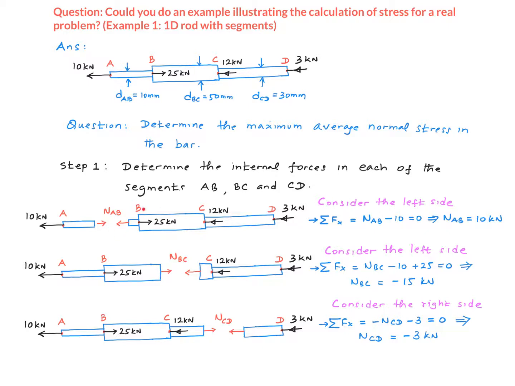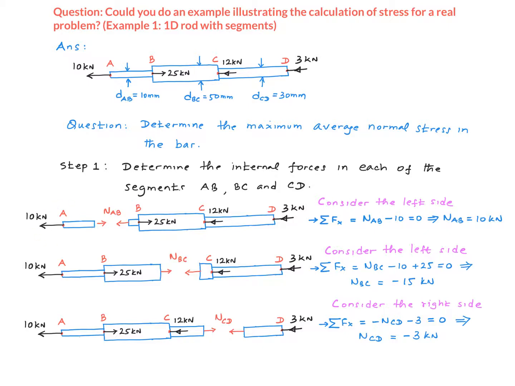For example, in the first case, the left side is definitely simpler because it's only one external force in addition to this internal force NAB, right? In the second case, however, the left and the right side will involve the same number of terms in the equilibrium equation, so it doesn't matter which side you use. And in the third case, the right side is definitely easier to work with. Alright, so now what do we do? We choose one side and then write down the equilibrium equations to solve for the internal forces.